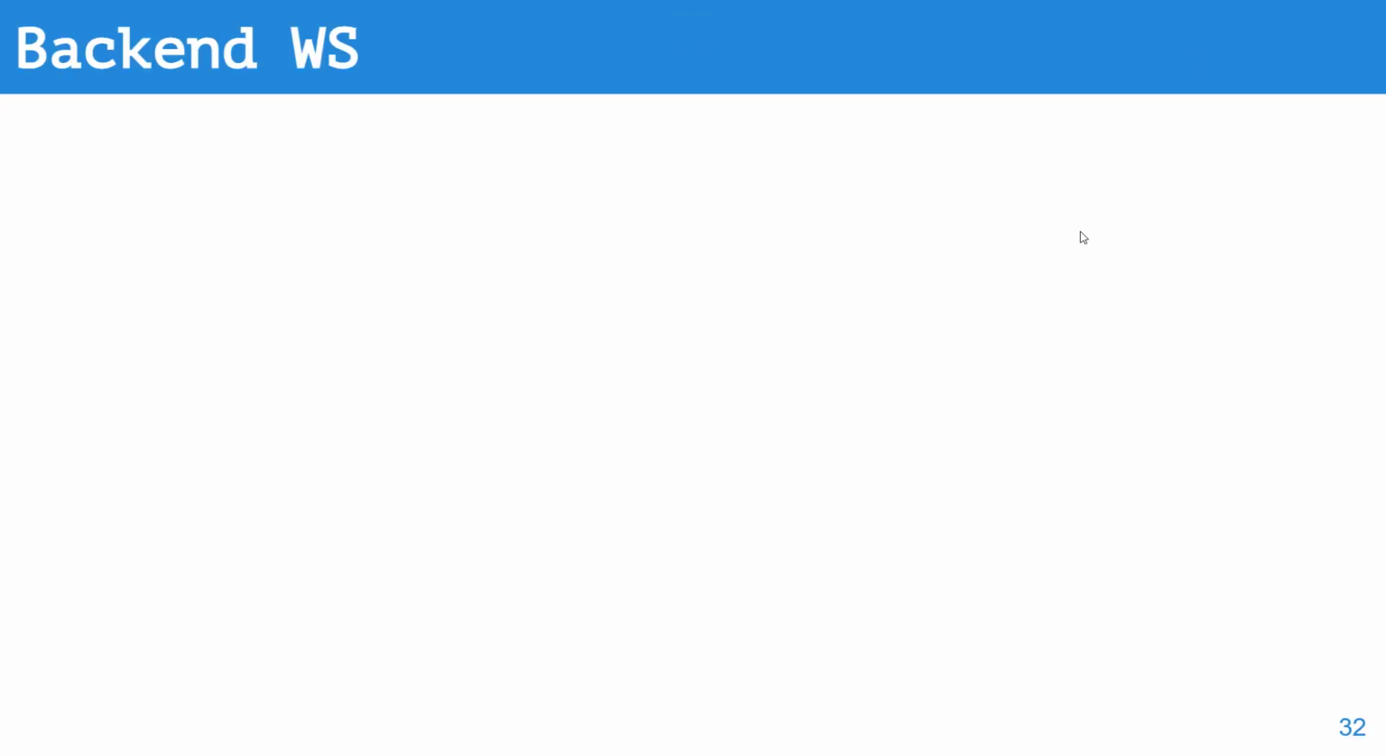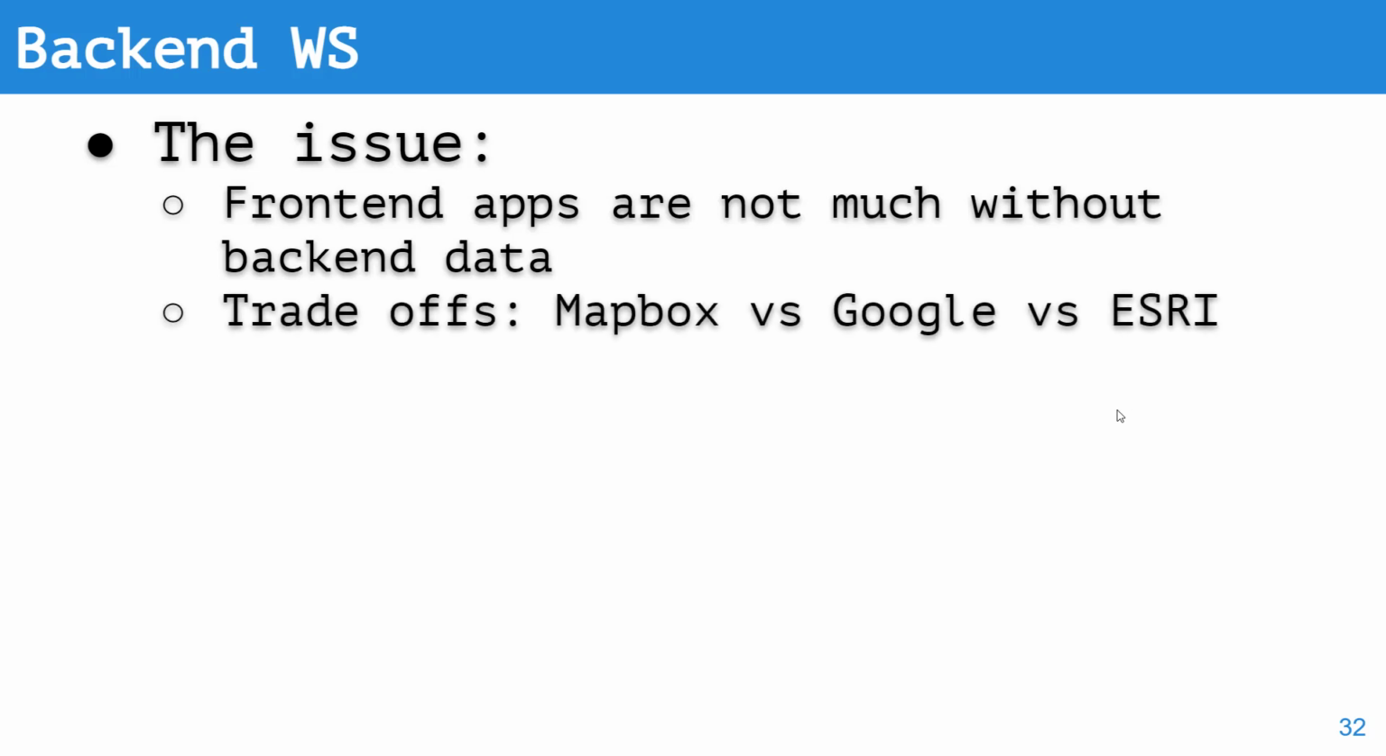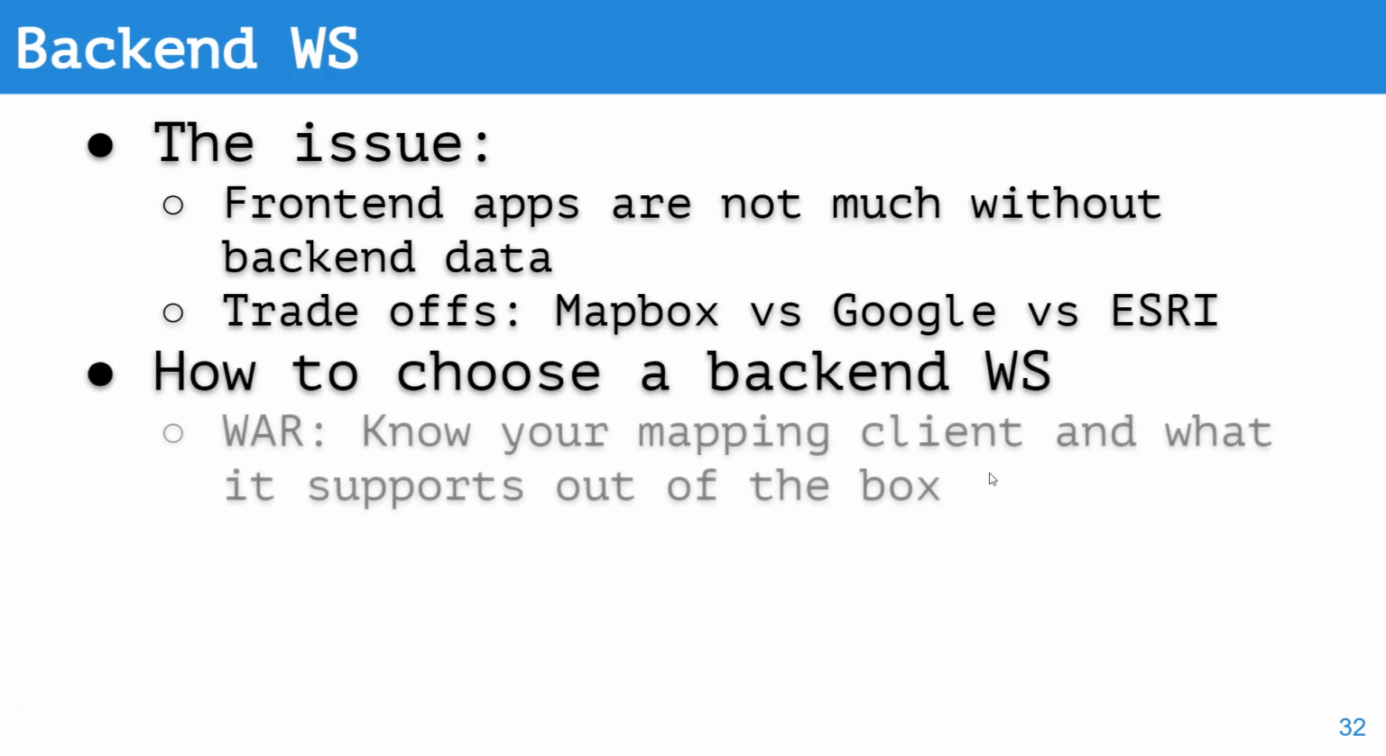So that's a good segue, more on the back end. The big issue is that front end apps aren't much without back end data. And if they're meant to be dynamic and meant to live for a long time, then they need to be actively pulling the latest data from production. So there are always going to be trade-offs in terms of what Mapbox can do, what Google can do, what Esri can do. When you pick those, you may not realize you're making a trade-off, but you will be. And so how do you choose a backend web service?